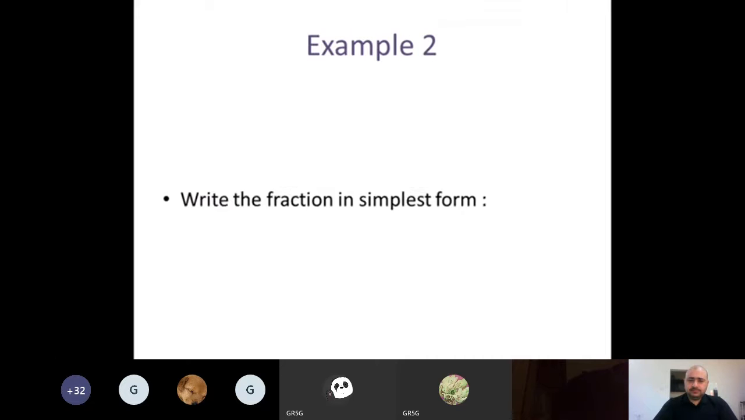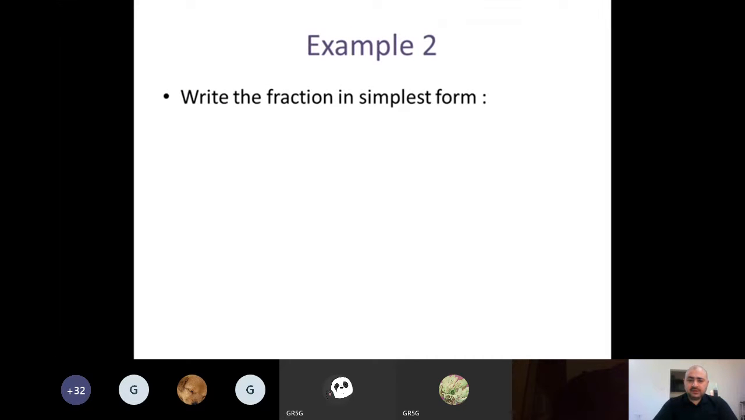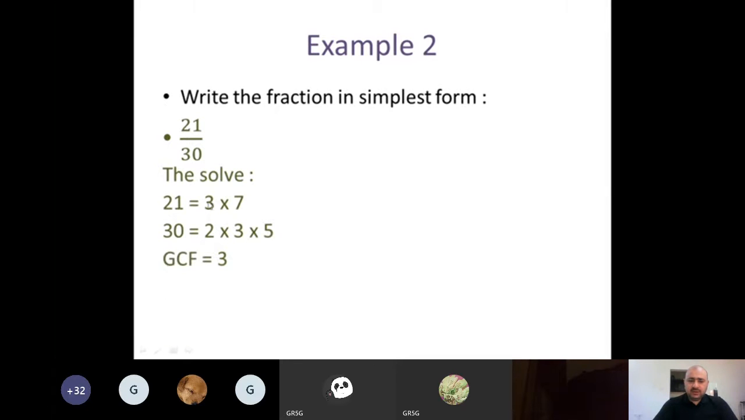Example 2. Write the fraction in simplest form. We have this fraction 21 over 30. So the first step, find the prime factors for each number, then find the GCF, then divide the numerator and denominator by the GCF. So 21 equals 3 times 7. And 30 equals 2 times 3 times 5. So for the GCF, what is the common factor? 3. So the GCF will be 3.